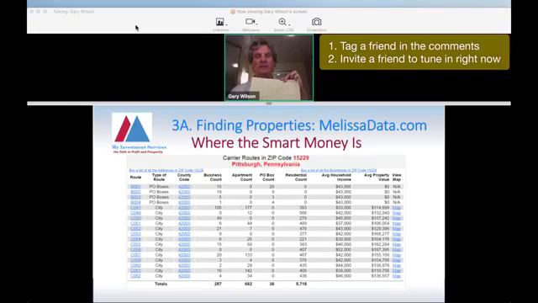So one of the things I want to point out here is, in an area like this, I'm back to my screen now, looking at this area, there's 177 apartments. If you notice, they're low priced, an average of $115 per property.